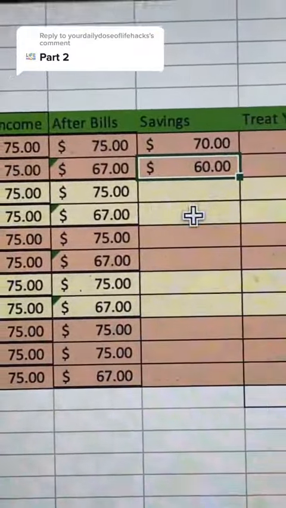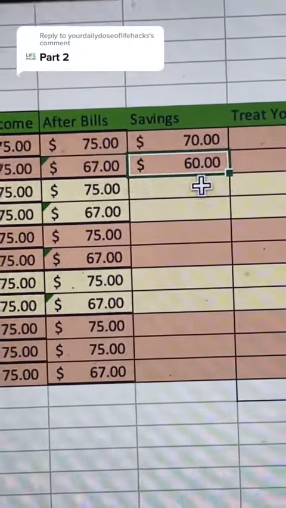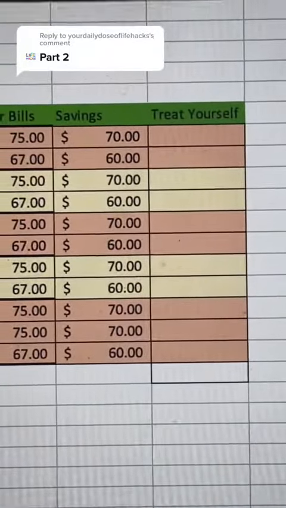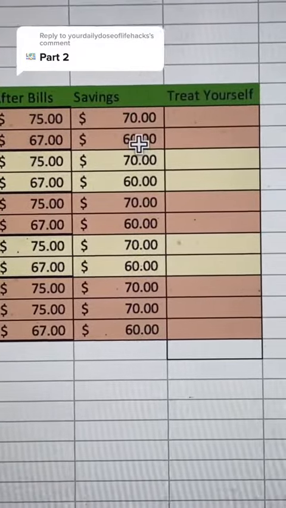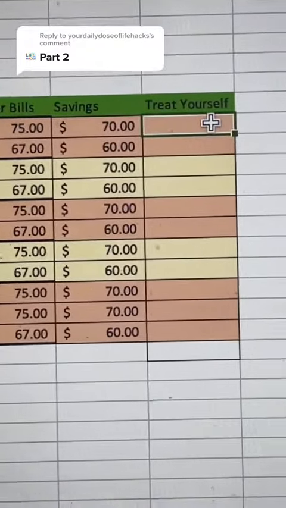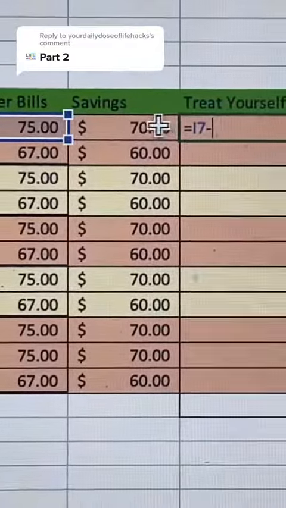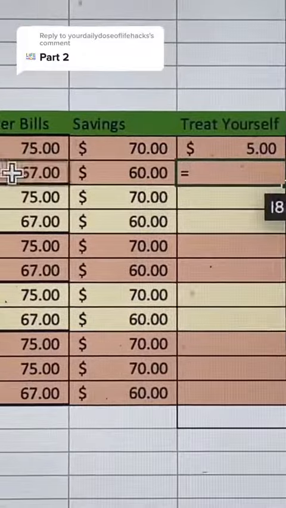And you're going to have to look at your numbers to see how much you can add in your savings. So of course, I'm going to do 70 and 60. So now that you have your money in your savings and you're being responsible, you get the extra left over to treat yourself, which is where I add in this credit card column. So here, after putting in my savings, I have $5 left to treat myself.